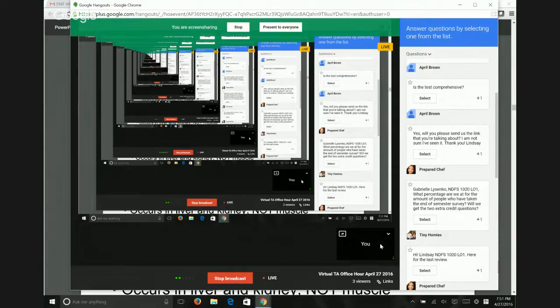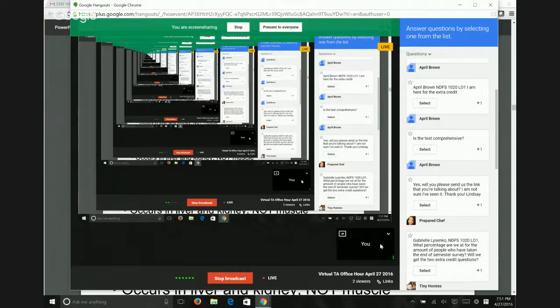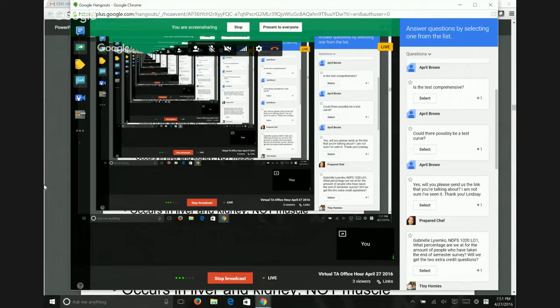Gabrielle said, what percent are we at for the amount of people who have taken the end of semester survey? Okay, so Gabrielle, there are end of semester surveys. There's an engagement survey, which has nothing to do with the school. That's for the class purpose, so that we can improve the class design. And there is a survey for the course, the one that comes from the school.